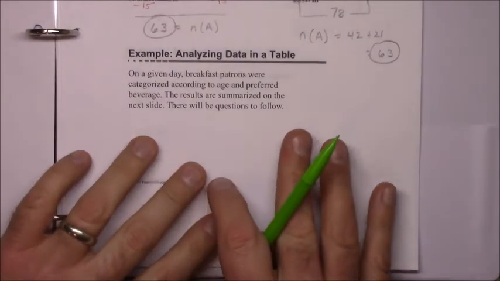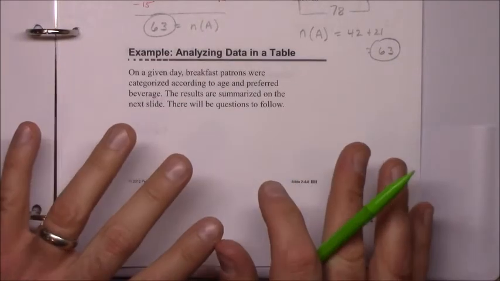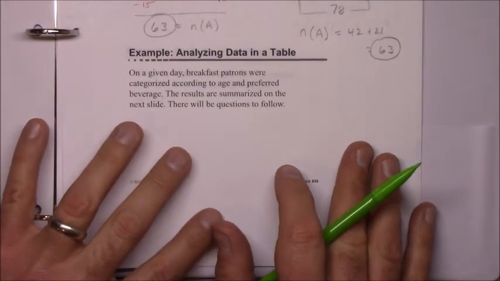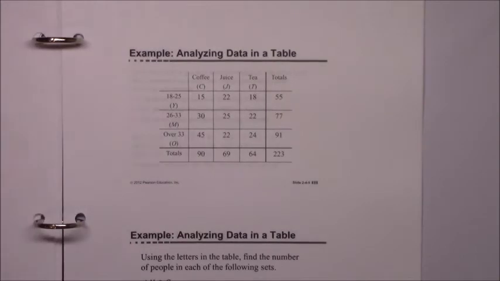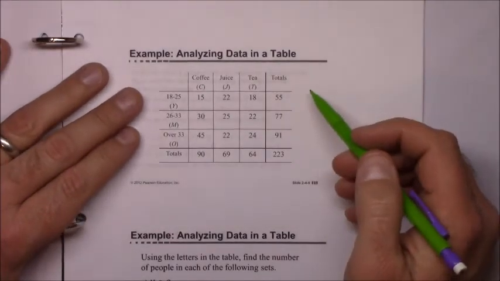So we're not going to do everything right here. I'm going to turn the page. I'm going to show you the data, show you the table, and then they'll ask us a couple of questions afterwards. So let's move over to page 5. And this is the table they were referring to.